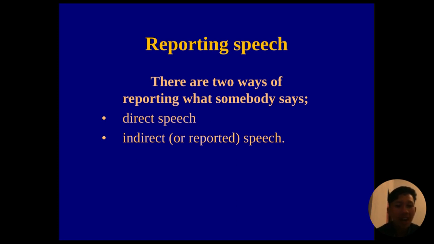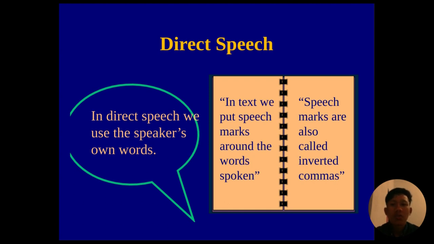So reported speech has two kinds of reporting speech. There are direct speech and indirect speech. I would like to explain about direct speech. What is a direct speech? In direct speech, we use the speaker's own words. For example, in text we put speech marks around the words spoken. Speech marks are also called inverted commas.